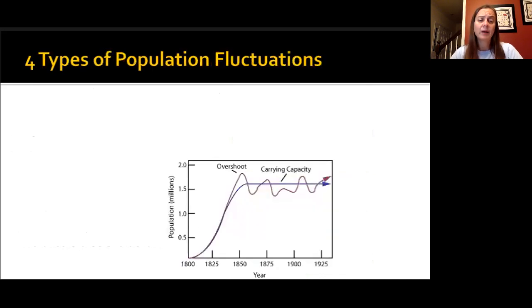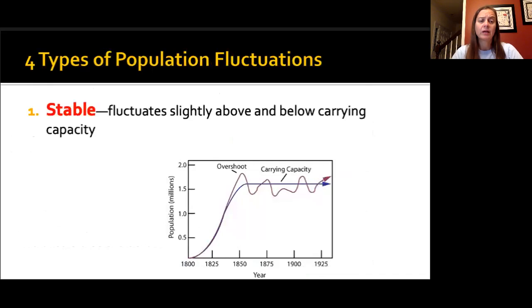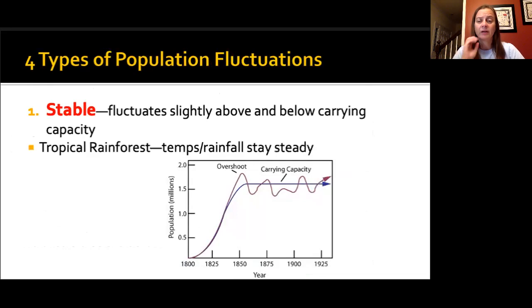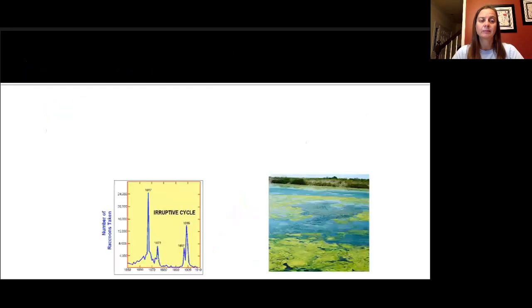So, 4 kinds of population fluctuations. We have stable fluctuations. So that's that oscillation that we talked about that's going to fluctuate above and below carrying capacity, but it's going to stay pretty close to that carrying capacity. So this tends to occur in places like the tropical rainforest, where temperatures and rainfall stay steady, and so the environment is very consistent. We're going to have a very stable population. It's just going to fluctuate around carrying capacity.